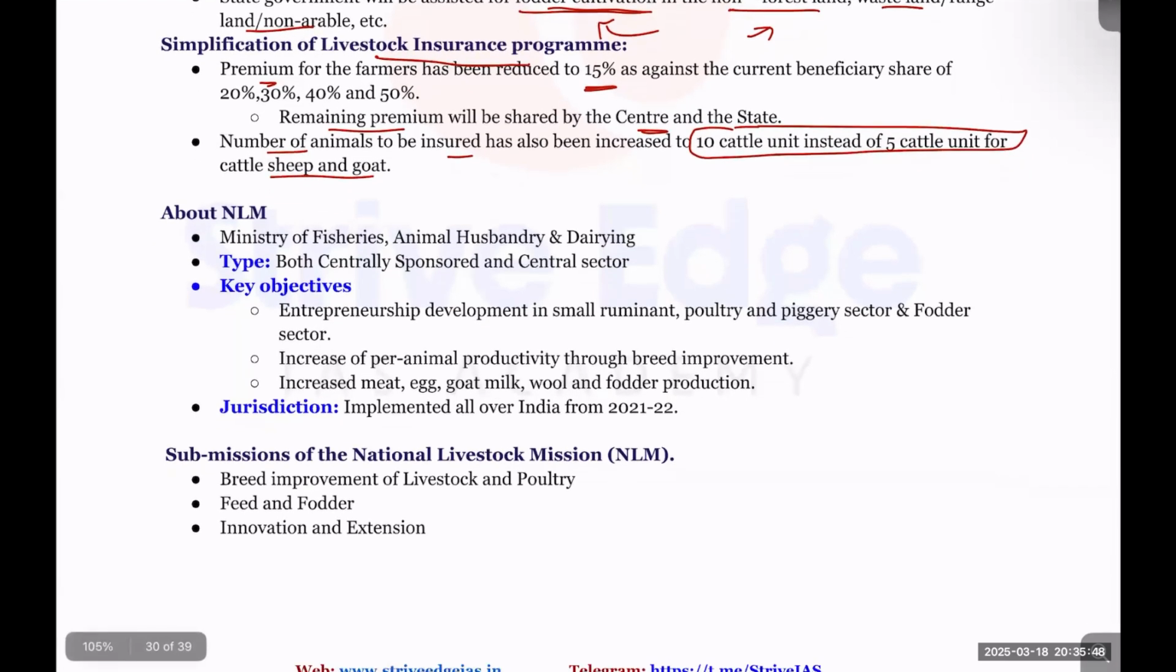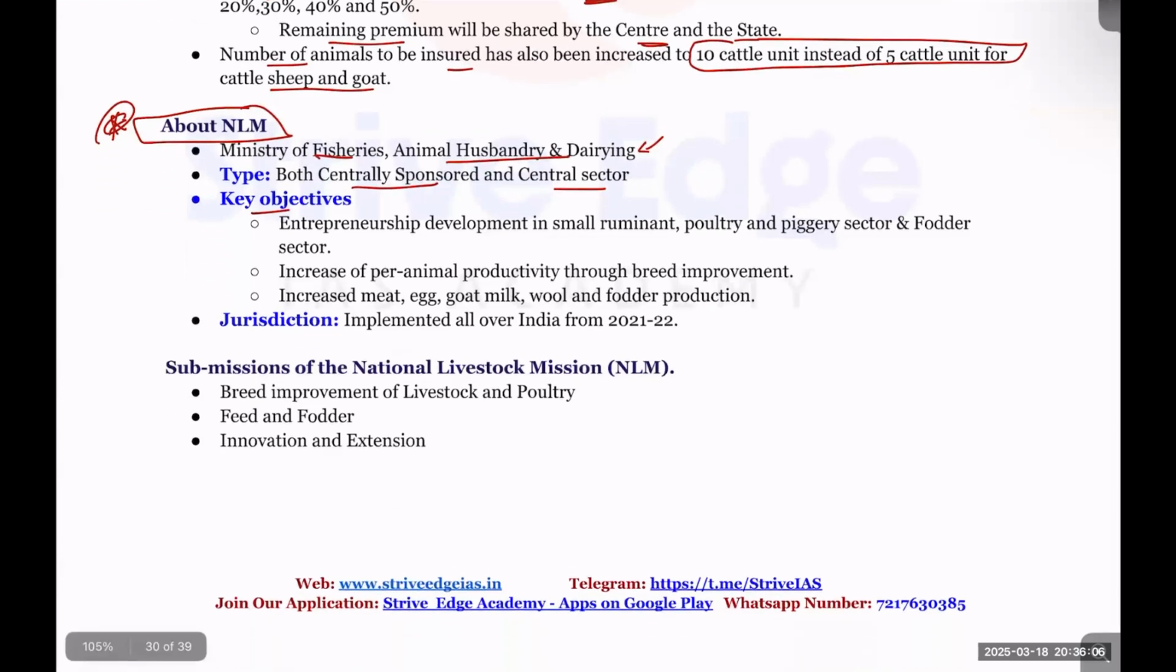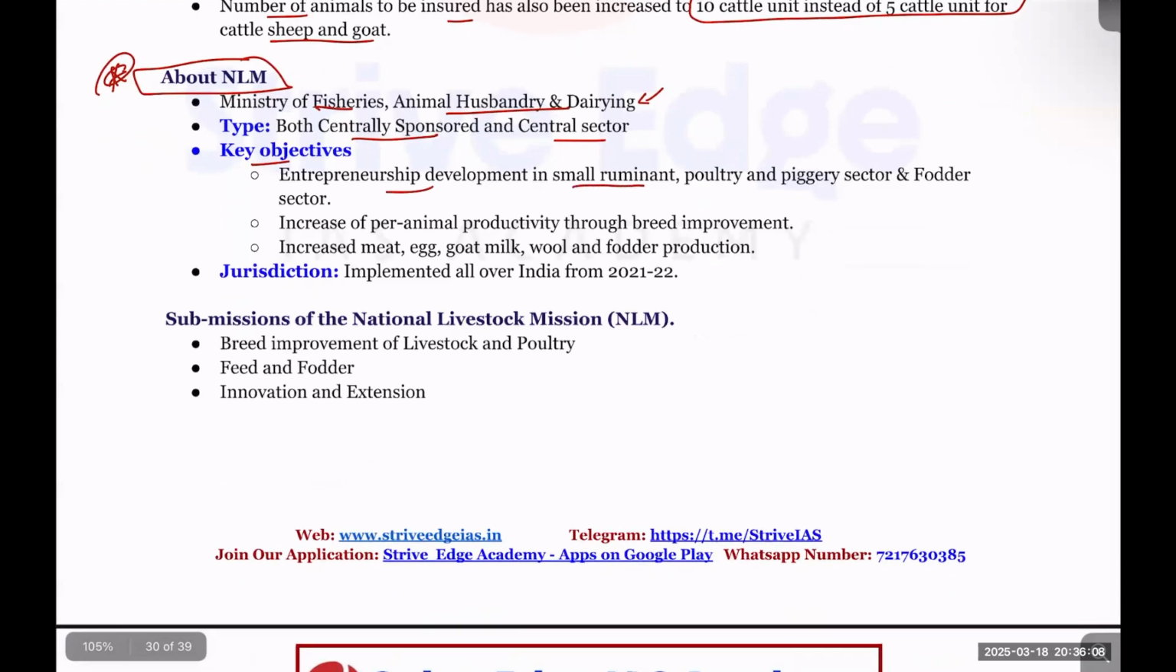Okay, about the National Livestock Mission. This one is important. Okay, what is this National Livestock Mission? Ministry of Fisheries, Animal Husbandry and Dairying is the main ministry which has launched this National Livestock Mission. Type is both centrally sponsored and central sector schemes are there. Okay, what is the objective for it? Entrepreneurship development in small ruminant, poultry and piggery sector. Okay, so pigs, poultry as well as small ruminants. Small ruminants are goats.